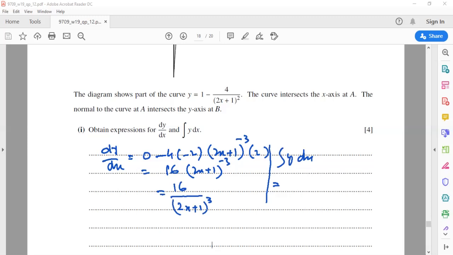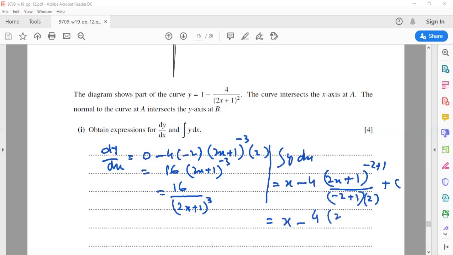Integration of 1 is x. Minus 4, as it is, when this goes up becomes minus 1, so minus 2 plus 1 over minus 2 plus 1. And then the derivative of this, which is 2, will be written over here, plus some constant of integration c. So we can simplify it: minus 4 (2x plus 1) power minus 1 over minus 2 plus c, and after the complete simplification we get x plus 2 over 2x plus 1 plus c.